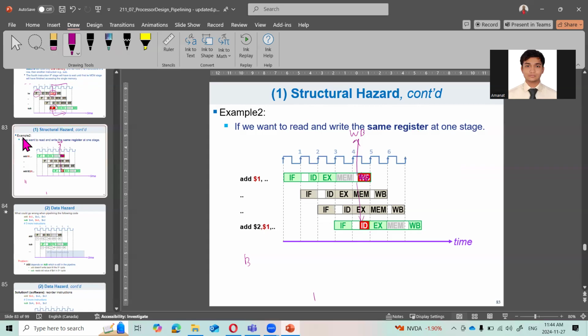Any question on structural hazards? In the exam, I can ask you, we know write back and ID use the same register file, right? How can we avoid that structural hazard? Then you have to draw this image and say, we are using the first half for write back and the second half for decoding.